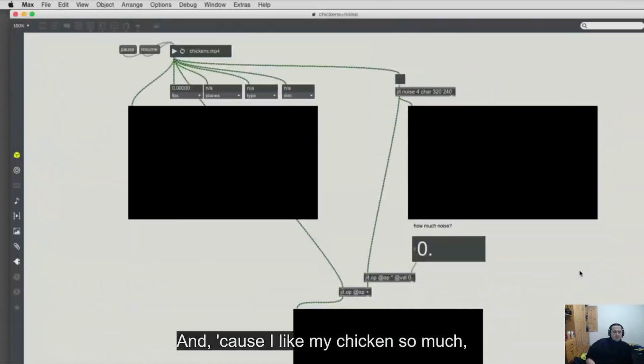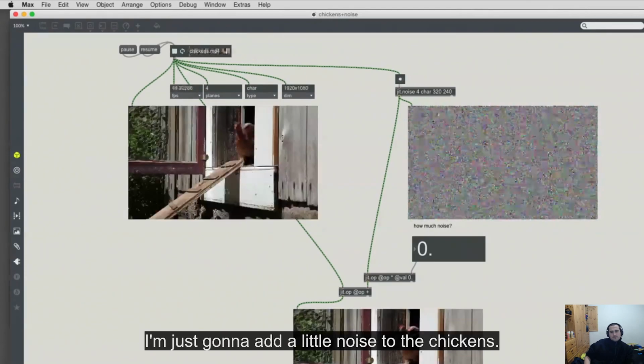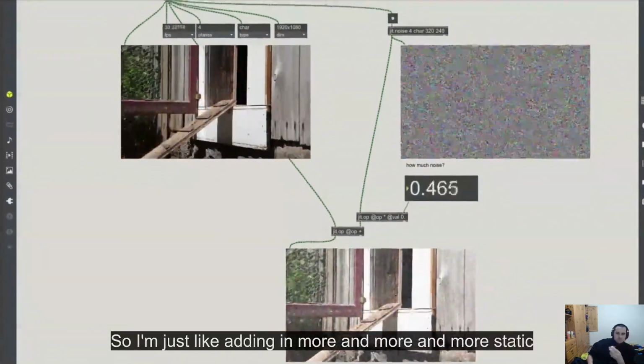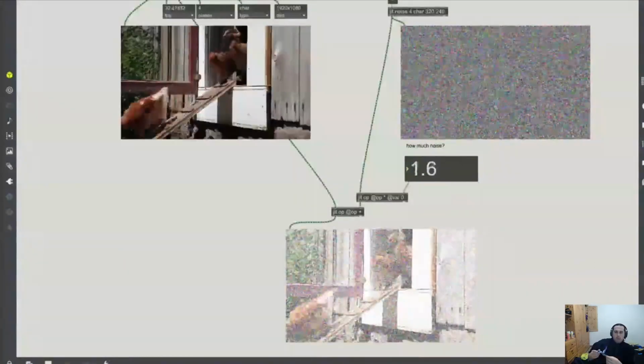And because I like my chickens so much, I'm just going to add a little noise to the chickens. So here's my chickens plus 0 noise, and I can just make them a little noisier. So I'm just adding in more and more and more static to the signal. No noise, too much noise.